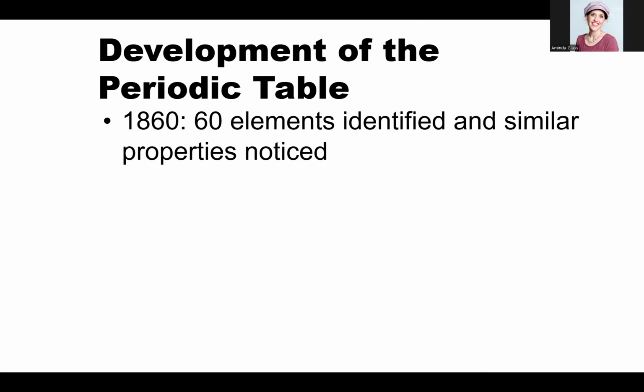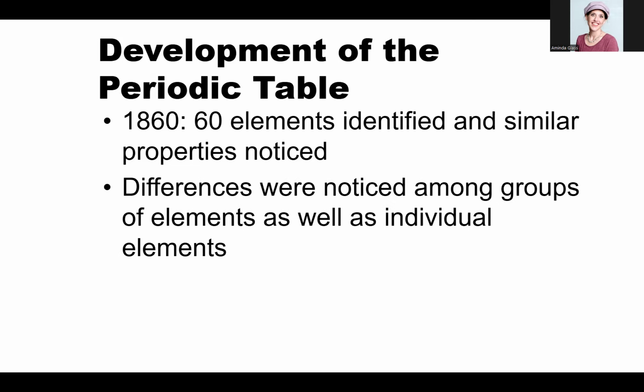So in 1860, you have several different elements that are already identified. Almost half of what we have now, there were 60. And they noticed that there are similar properties. There is no periodic table at this point. People are just trying to organize them however they see fit. There's not one that is universally accepted. Differences were noticed among groups of elements as well as individual elements.